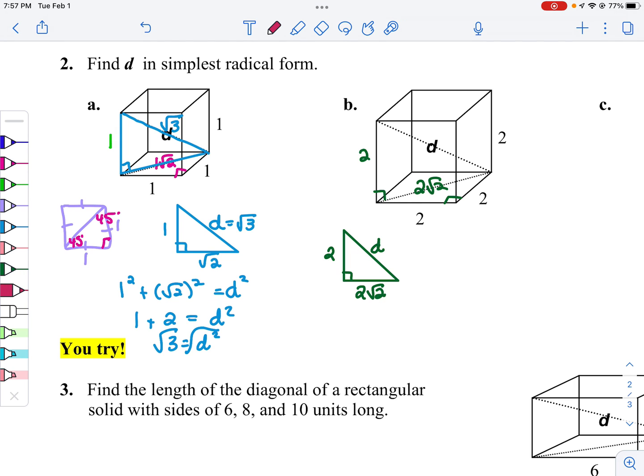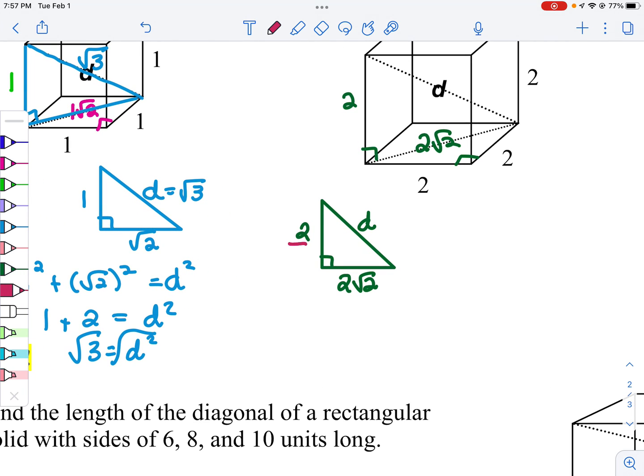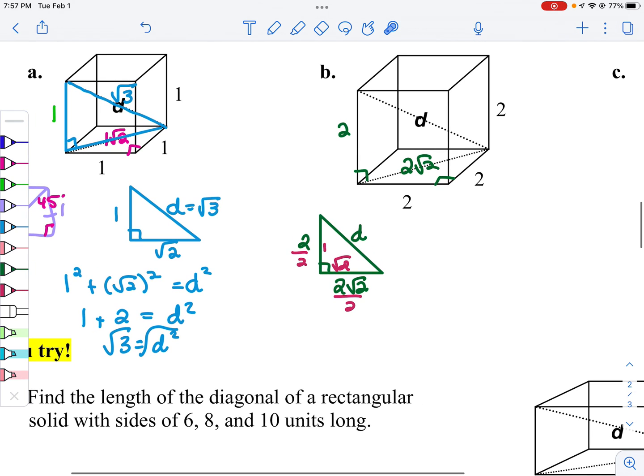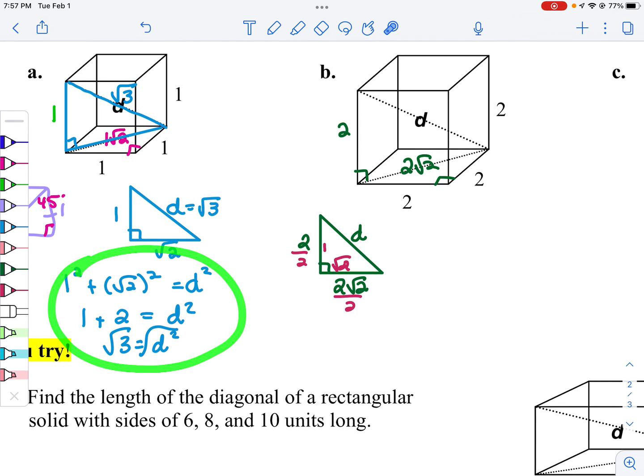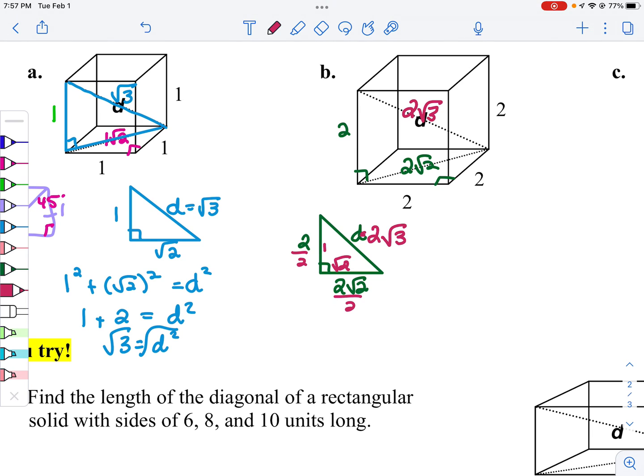Okay, I'm thinking I want to use reduction. If I divide both of these by 2, I have the lengths of 1 and the square root of 2. You guys, we just did the Pythagorean theorem using that information. We don't have to do that again. We're going to get the square root of 3 for our answer, but we have to remember that we divided by 2. So this is 2 root 3. My diagonal has a length of 2 root 3.